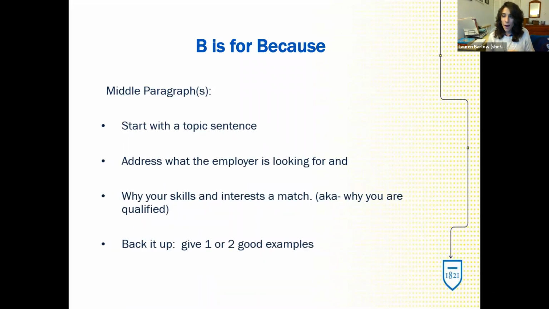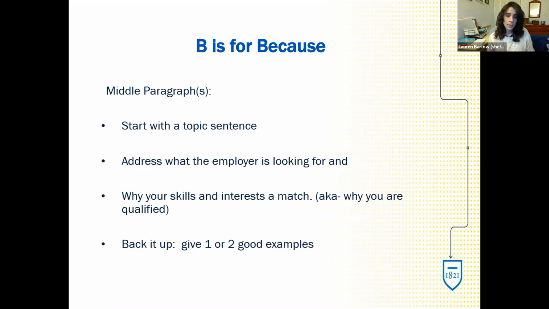So the middle paragraphs, the because paragraphs, should start with a topic sentence that will cover the content that you're going to cover in either one paragraph or two. Your middle paragraphs can include one paragraph or two, depending on how many skills you want to address and let the employer know that you're bringing to the table. So again, we'll start off with a topic sentence.